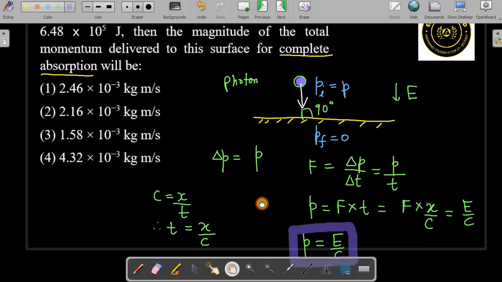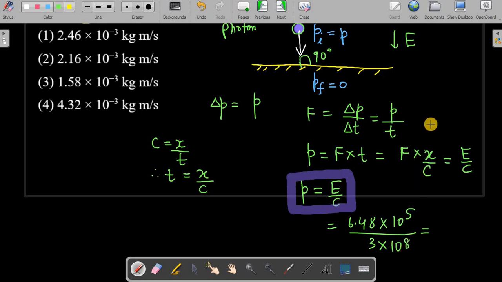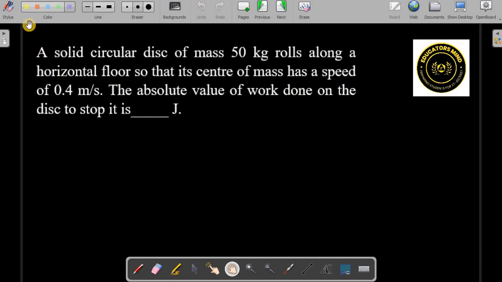Energy they have given is 6.48 into 10 power 5. So let's do the calculation: 6.48 into 10 power 5 by the speed of light, 3 into 10 to the power 8. That we should know. From here you will get approximately 2.16 into 10 power minus 3 in SI unit. That's the correct answer, option 2. Then let's move to the next question.